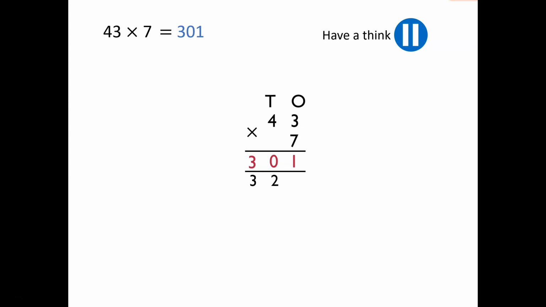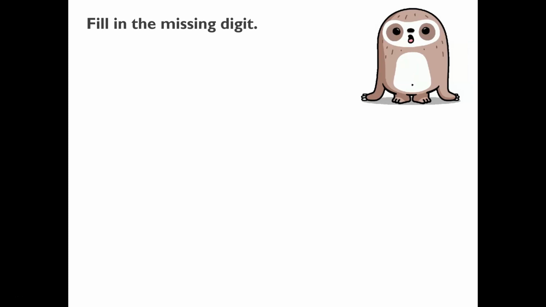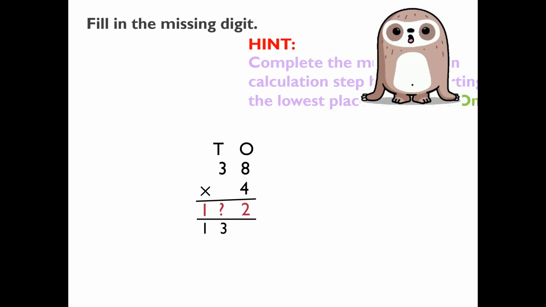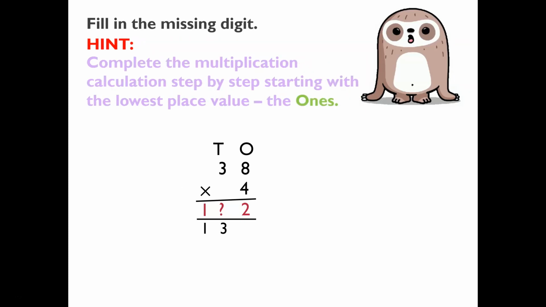Okay, today Greg has one final challenge for us. Fill in the missing number. 38 multiplied by 4 is 1, something, 2. Okay, I wonder how I might go about this. Oh, Greg's given us a hint. He says we must complete the multiplication calculation step by step, starting with the lowest place value, the ones. Okay, let's see. 8 times 4 is equal to 32. I will record my exchange here and then write my 2 ones in the answer space.